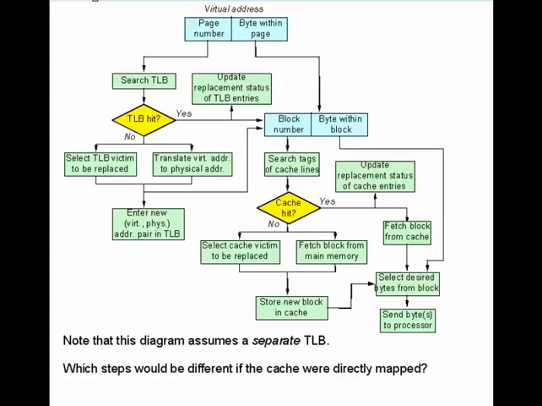But there is one thing that's different, and that's the part over here where we select the cache victim to be replaced. In a direct map cache, it's just trivial to select the victim because it's got to be the same line that the new block needs to go into. That's the only possible victim, so all you do is throw that line out and bring the new line in. So that's the difference between a direct mapped and a fully associative cache in terms of the flowchart. Not very much difference at all.